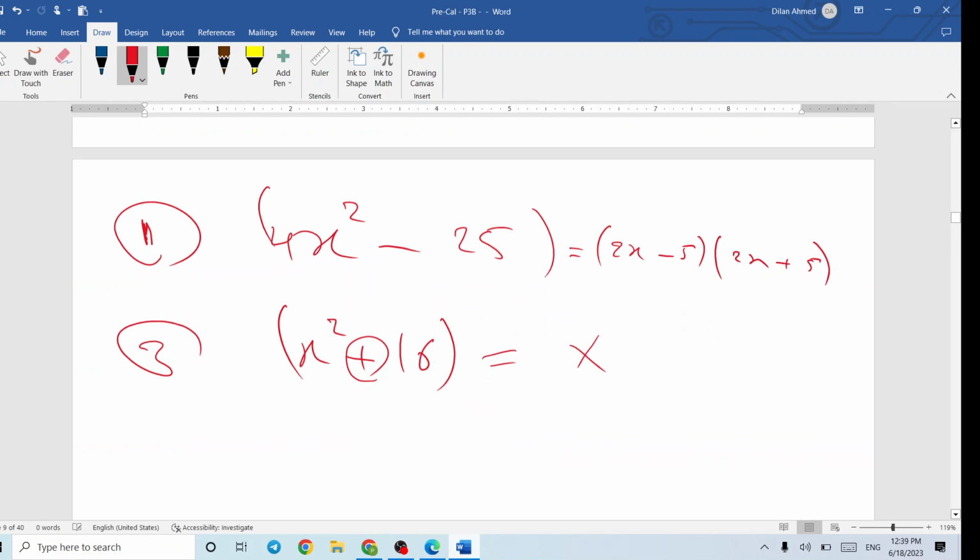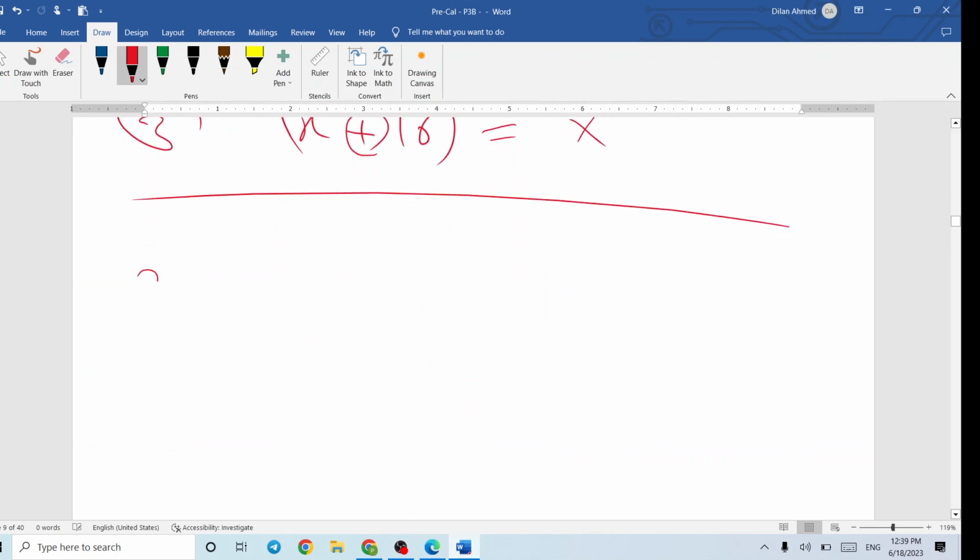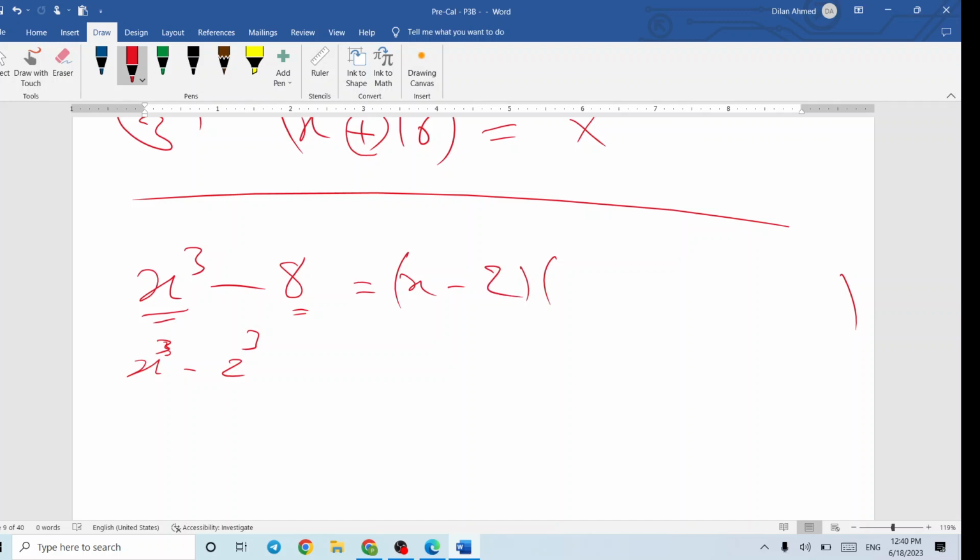Let me give you an example. For example, x to the power 3 minus 8. 8 is what? 8 is 2 cubed, right? So now I have the difference between two cubes, right? So I say it is equal to one small, one large, one binomial, one trinomial. So the cube root of here, the cube root of here, understood? x and 2. You got it, dears?